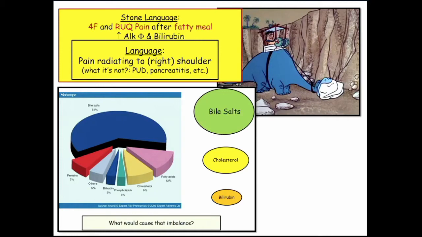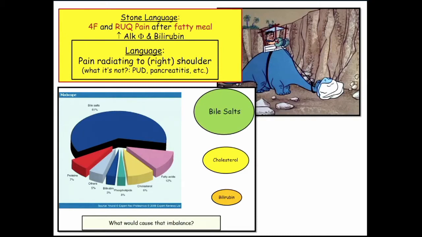It seems very rudimentary, but again, when they're telling you right upper quadrant pain or pain radiating to the right shoulder, it's not what it is, it's what it's not. That's their way of saying they don't have pancreatitis. If they tell you it's mid-epigastric pain, then that's not gallbladder pain, that's something else, ulcer or pancreatitis.